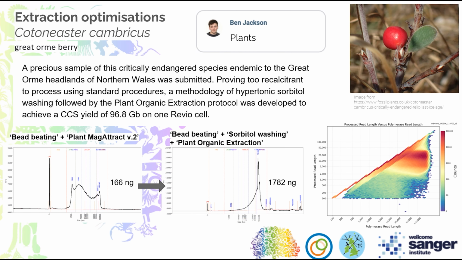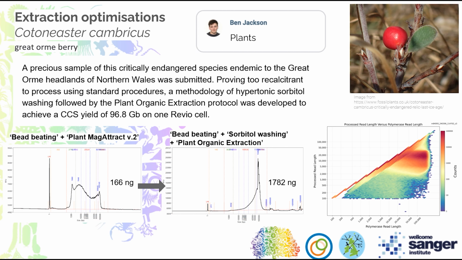And then another example, this is a particularly precious sample. This species is critically endangered, and it's only found in the Great Orme headlands of northern Wales. And it was submitted to us. Again, on the left-hand side, you can see the results from bead beating and plant MagAttract. It's not a terrible profile, but it's not ideal. And actually, when it went forward to sequencing, we found that it did not sequence well at all. So Ben, who leads on plants, not only brought in the plant organic extraction protocol, but upstream of extraction, he introduced this sorbitol washing.